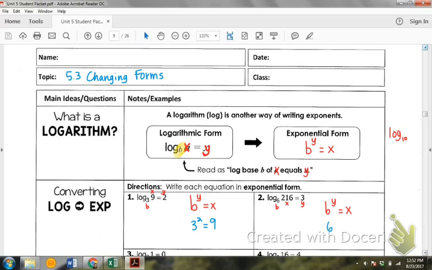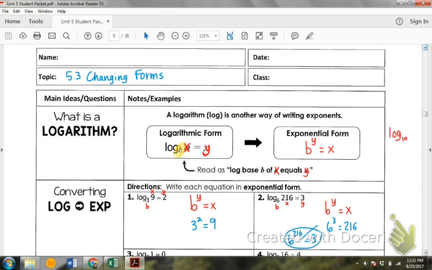So I have 6 to the third equals 216. And if you check on your calculator, 6 to the third is 216. Okay? If you had something like this, guys, 6 to the 216 equals 3, does that make any sense? No. Okay? So think about it as you're writing it.